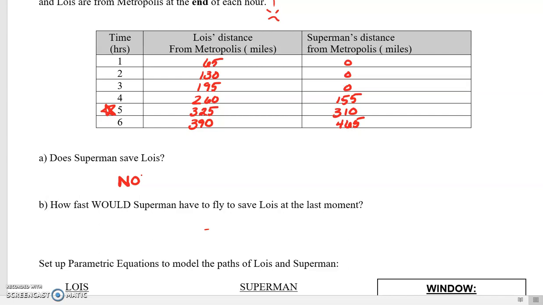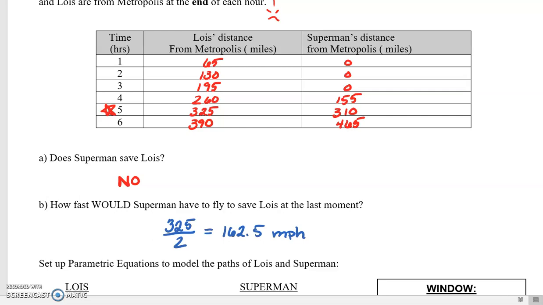And so a couple things we can do here. We want to do a simulation on our calculator of the situation, but I also want to talk about how we would do this algebraically. Before we continue, I want you to take a moment to figure out how fast Superman would have to fly to save Lois at the last moment. So again, these are things that can come up on your test. So you should really pause the video and take a moment to think about it.